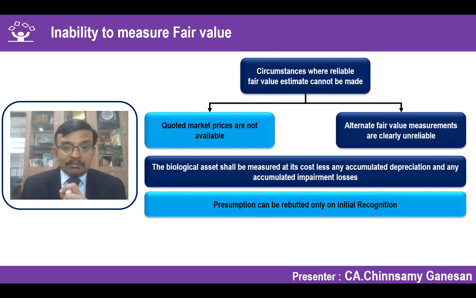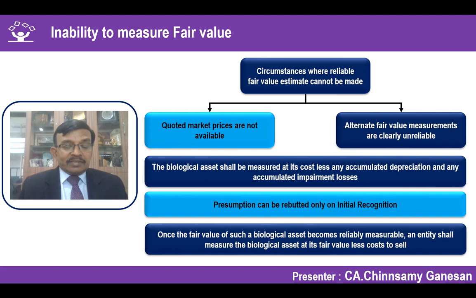recognition. But subsequent to that, a biological transformation happens, the biological assets mature, and to that extent an active market will be available. So you have to go for that fair valuation in the subsequent measurement if a reliable measurement is available. So on the date this presumption fails, you have to go for a fair valuation of that particular biological asset and take that credit to the P&L account.